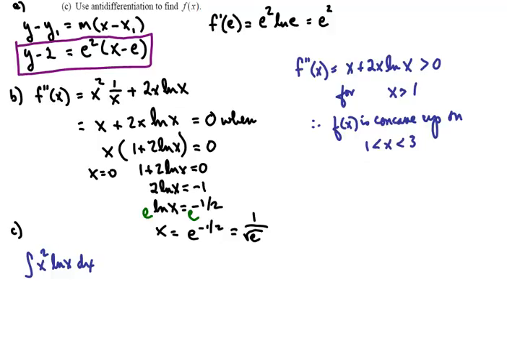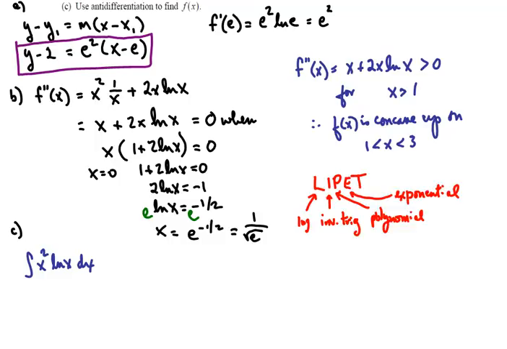Okay, so for part C, we're looking to find f of x by antidifferentiating x squared times ln of x. And if you recall with integration by parts, we have the acronym LIPIT, where L stands for logarithmic, I stands for inverse trig, P stands for polynomial, E stands for exponential, and T stands for trigonometric.